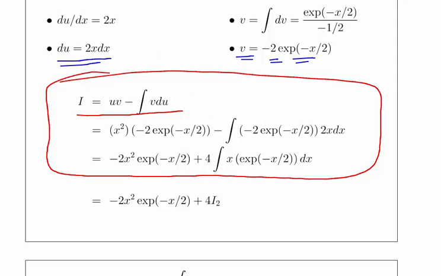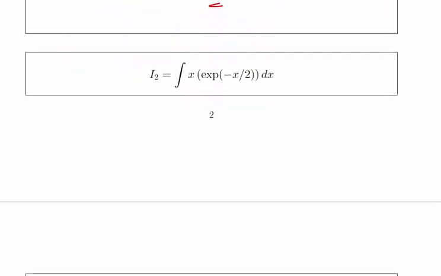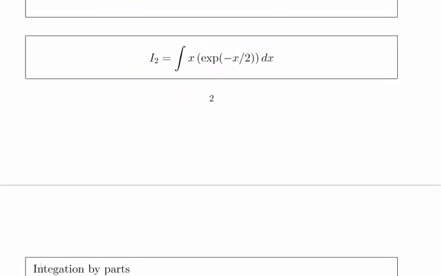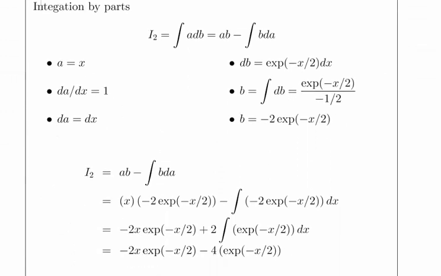But what you'll see here is when you get down here, you have to do another integration by parts. So that's what I'm going to call I2. Essentially, just do integration by parts again. So it's a composite integration by parts. I2 is the integral of x times the exponential of minus x over 2 dx. Same thing again.